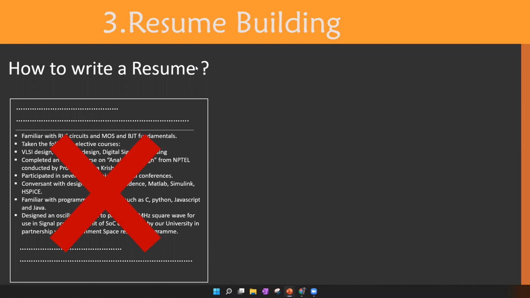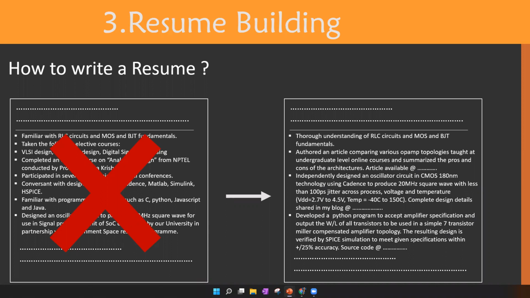Now, how else can you write a resume? Right? What is it that will really catch the attention of the hiring manager? Okay, something very similar to what we said earlier, but here in this resume, if you see the first bullet, it says a thorough understanding of RLC circuits.